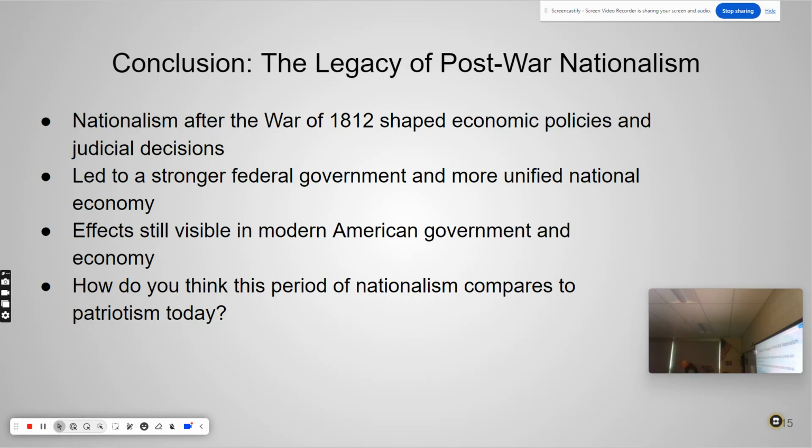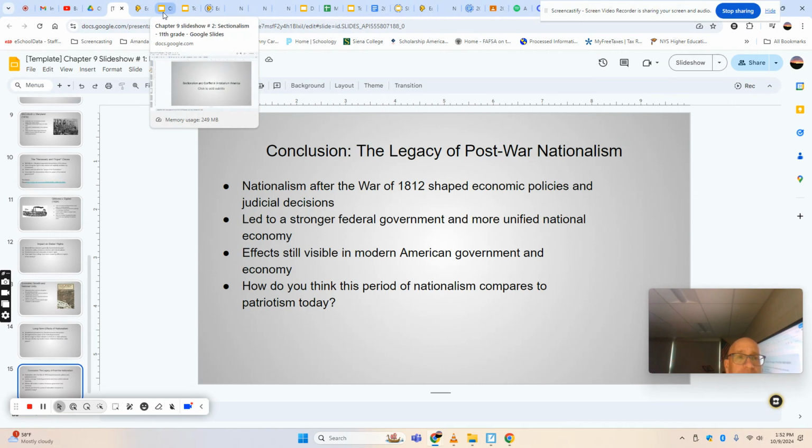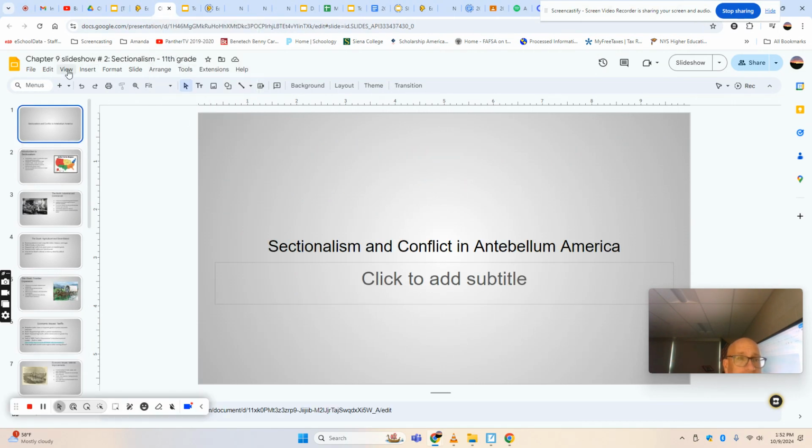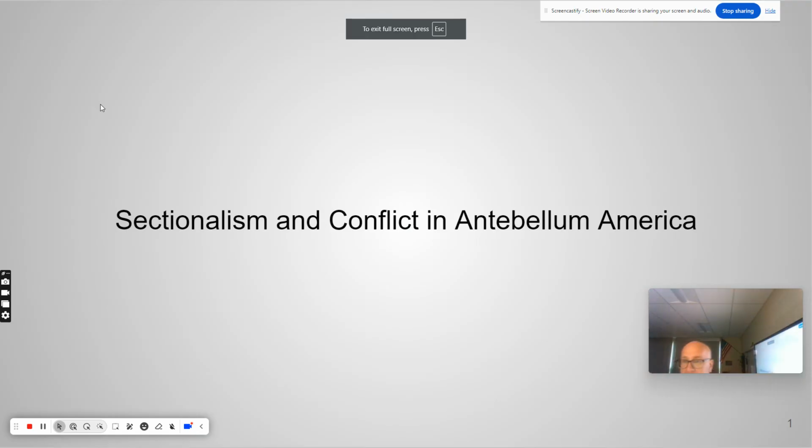Let's open up our next packet, and we're going to do a deep dive in the time we have left into sectionalism and conflict in antebellum America. I'm going to put you on the spot, Palin, and ask if you can tell me what that word means: sectionalism and conflict in antebellum America.